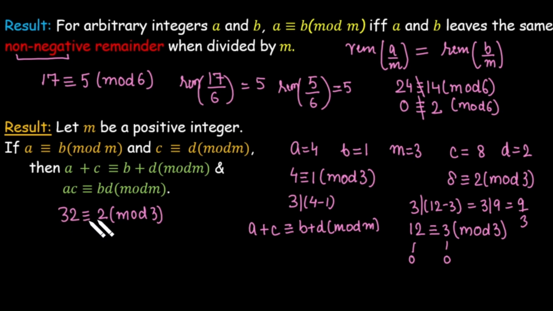Calculate the remainders. 32 when divided by 3, remainder is 2. It means with the help of result, they are congruent. Now as per the definition, 3 divides 32 minus 2. That is 30 upon 3. That is exactly divisible? Yes. So we can say that this is valid and hence this result is also valid.